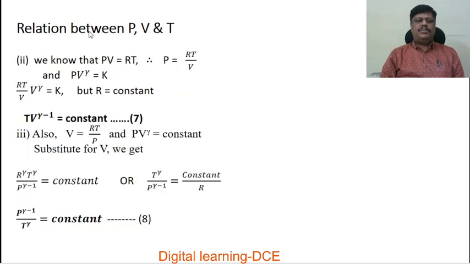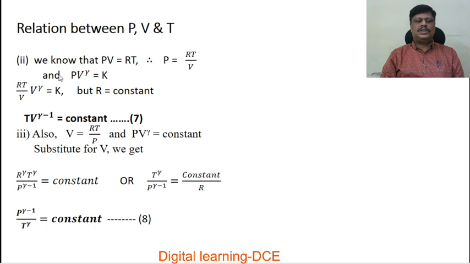Then what is the relation between pressure, volume and temperature? We will derive the relation between the temperature and volume first, and then pressure and temperature. So we know that PV is equal to RT is the perfect gas equation. From this equation we can write P is equal to RT by V.